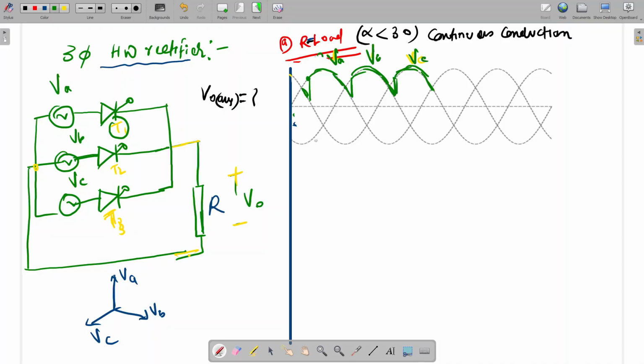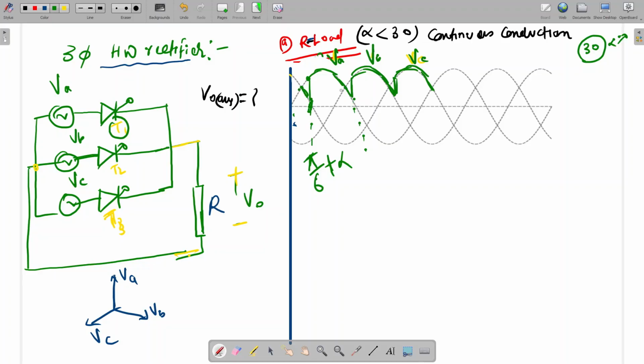So what will be the average value? This point we can say will be pi by 6 plus alpha, meaning 30 degree. So 30 degree we are assuming as alpha is equal to 0. Okay, so what will be the angle here? The 30 plus alpha.